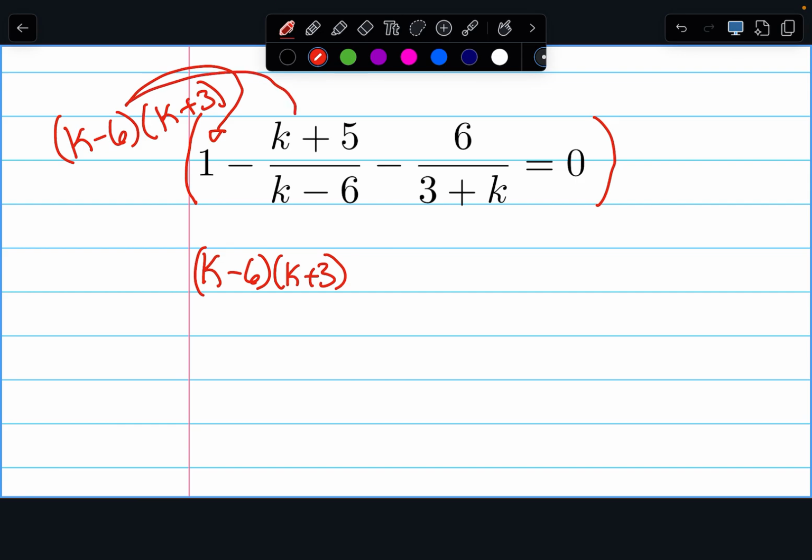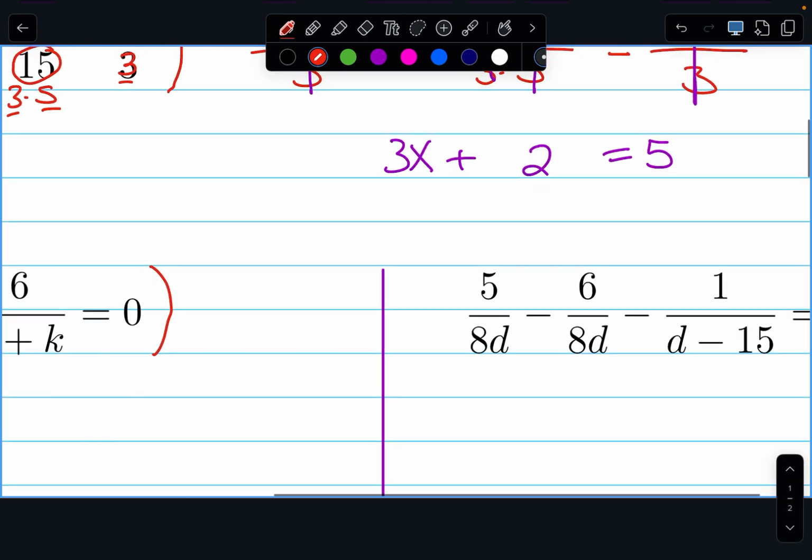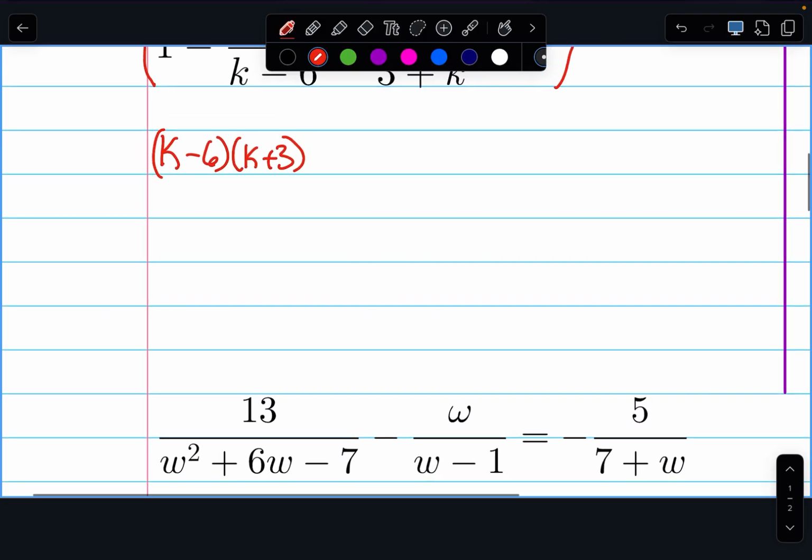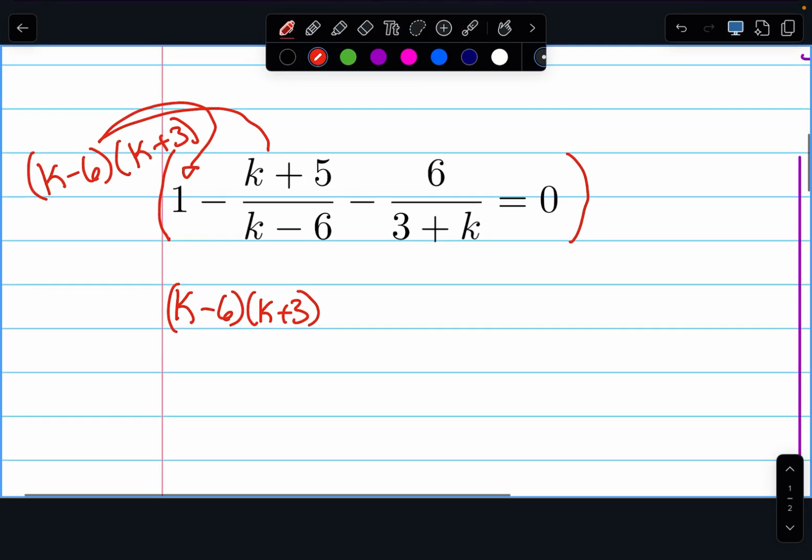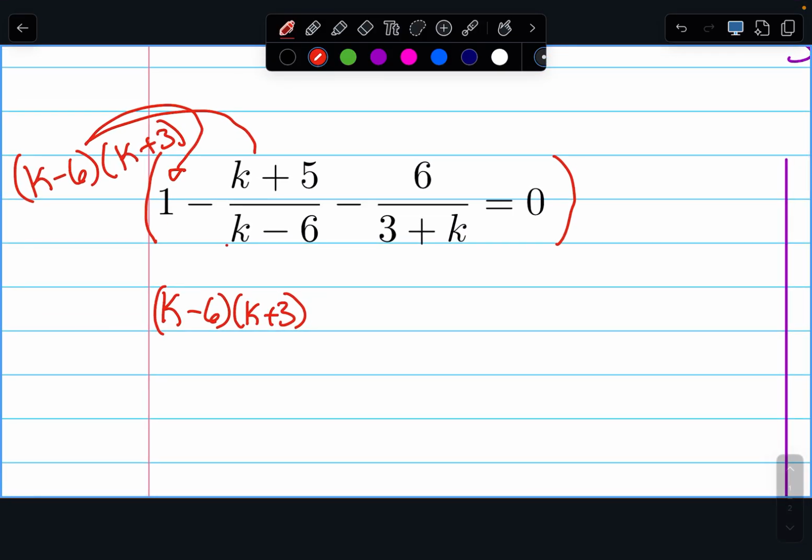Well, I don't want to have to write all that out like we did over here, right? I don't want to. Now, if you need to, you're more than welcome to. I do want to recognize that I can see that the k minus 6 will cancel out on both of those. So what does that leave me? With the negative sign that's there, k plus 5, k plus 3.